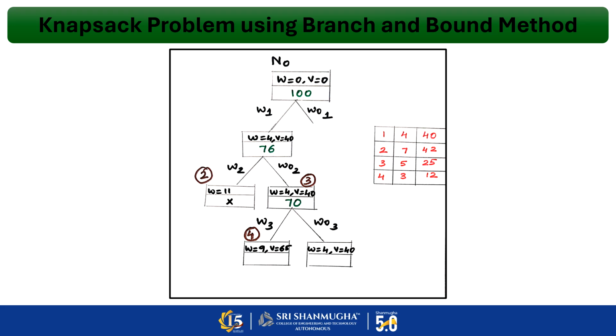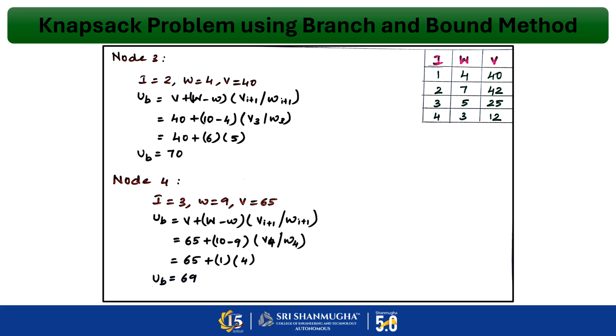So now using this value, we have to find the upper bound for this. So by substituting the value for node 4, the upper bound value is what? 69. Okay. So when you substitute for the formula, V is what? 65 and capital W is 10 minus the individual weights. So individual weights is 5 plus 4, 9, and V4 by W4. So V4 by W4 is what? 12 by 3, that is nothing but 4. Okay. So the answer is what? Upper bound answer is 69. Now this value should also get updated in that tree.